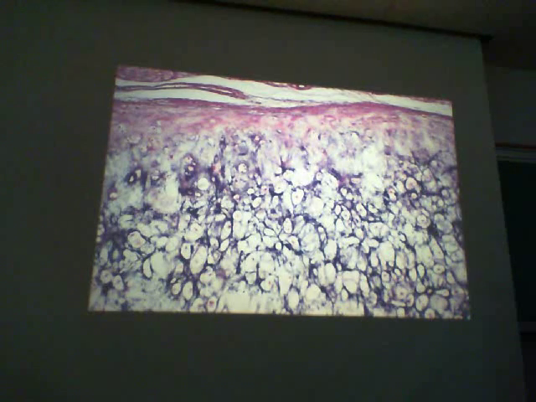How about this tissue? Elastic cartilage. And out here we have what? Perichondrium. And how about this tissue? Fibrocartilage.